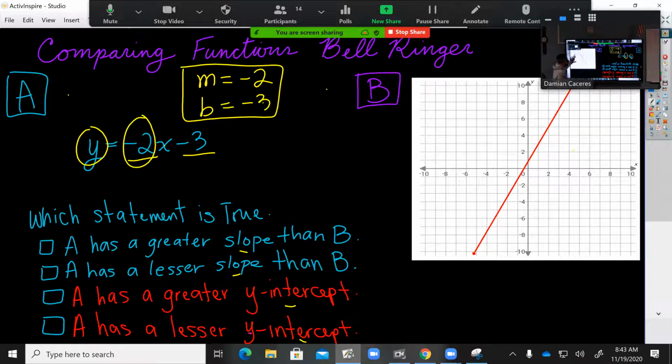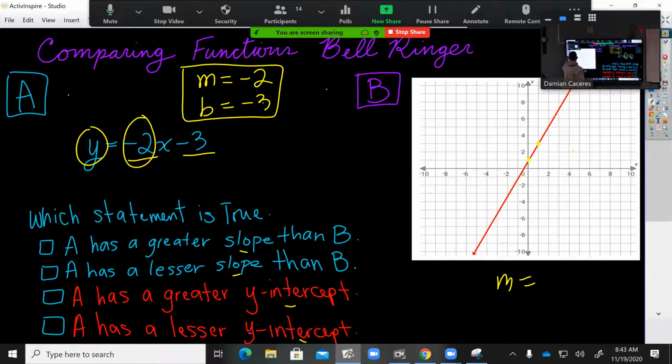Now let's go to function B, which is a different function. Once we have the same information for both, we can answer these questions down below. So first of all, to find the slope, when you have a graph, you have to mark 2 points from left to right. So the first point I'm going to mark is right here. Next point is right here.